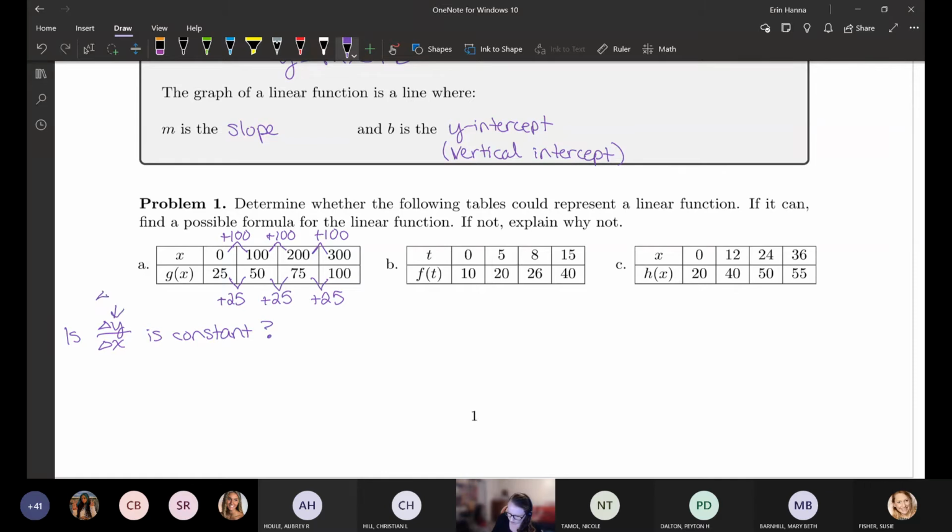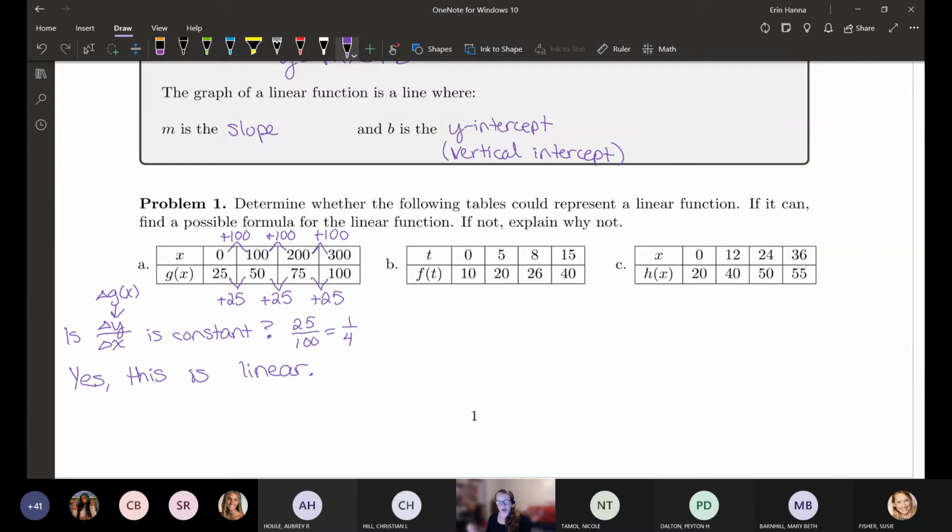Now the change in y here would technically be a change in g of x. So remember, whenever I say y, it's also associated with the f of x, g of x, f of t, h of x, whatever the function name is. So essentially, this would be a 25 over 100, so a 1/4 in every single one of those situations. We have 25 over 100, 25 over 100, 25 over 100. Since all of those ratios agree, this would be a linear function. Because all of those change in y's over change in x's agreed with each other.